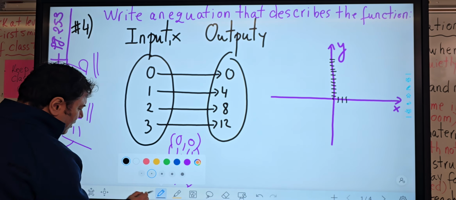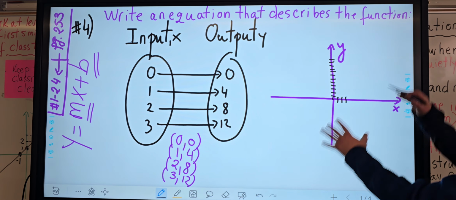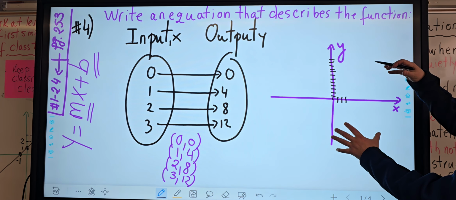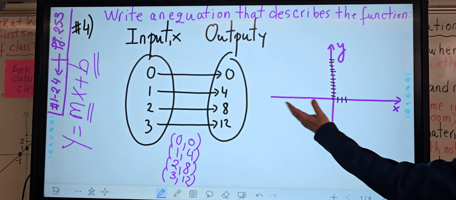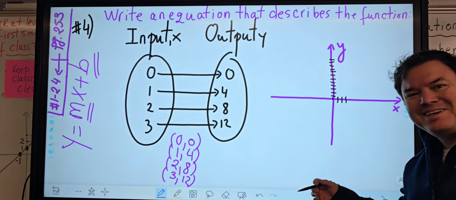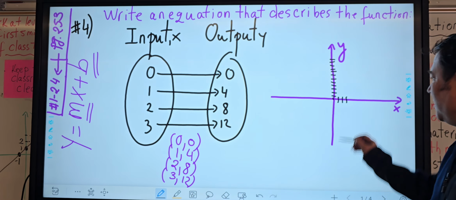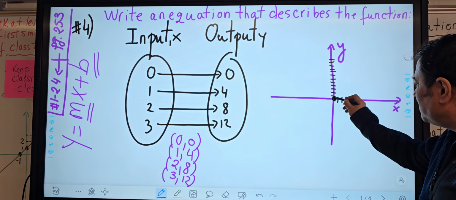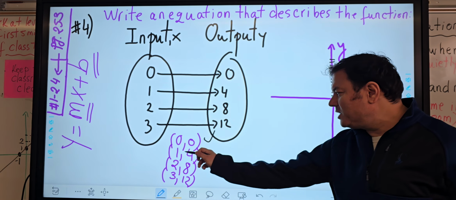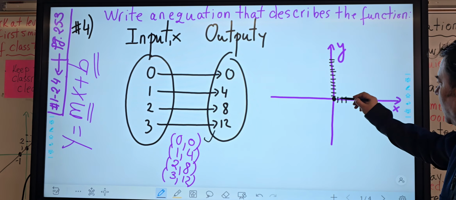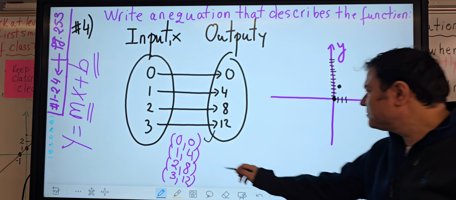Now that we have the ordered pairs, we can graph each ordered pair on the coordinate plane, and then we can identify the y-intercept and the slope, and then we can write the equation. Let's graph first (0, 0). It is right at the origin. And then let's graph (1, 4). X is 1, y is 4, and the dot goes right there.